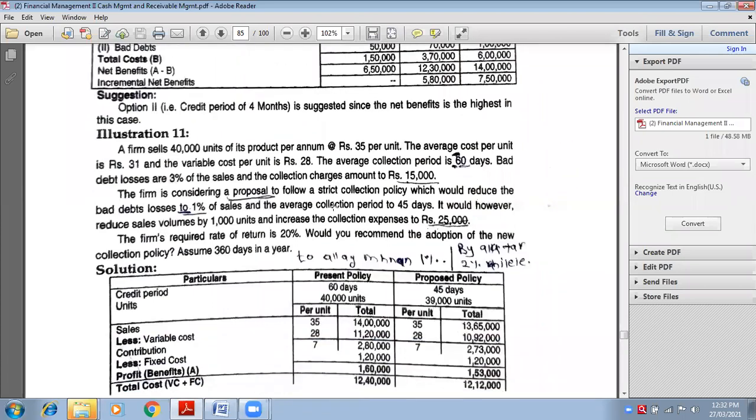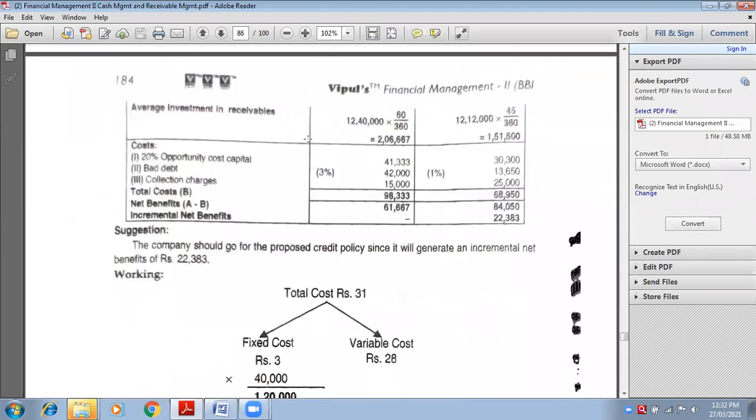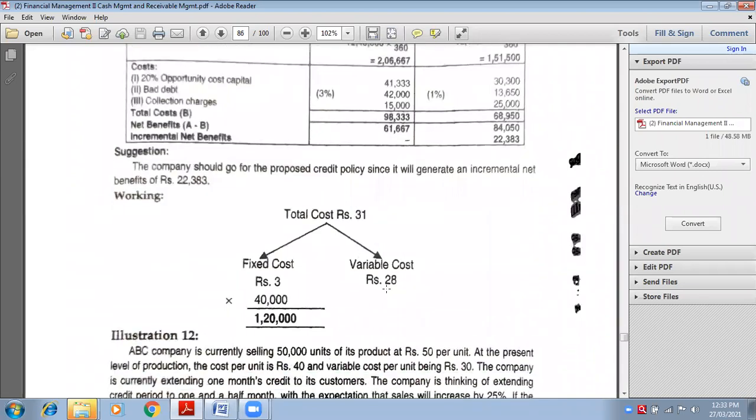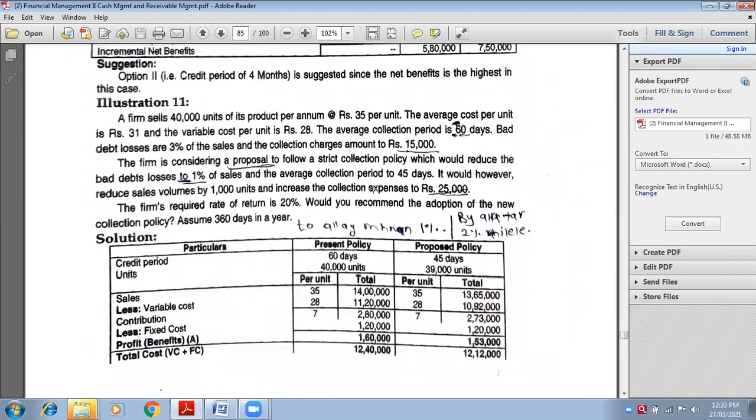A firm sells 40,000 units of its product per annum, at the rate of 35 per unit. This is the selling price per unit. The average cost per unit is 31. Average cost means total cost per unit is 31 and variable cost is 28. Yesterday in the 8th sum I explained: average cost is 31, variable cost is 28, so the balancing figure, 3 rupees, will be my fixed cost. And the variable cost is rupees 28.